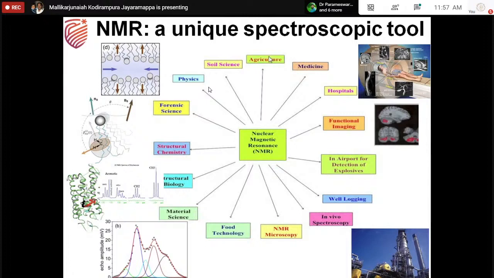In agriculture we are using it. In soil science we are using it. In physics, we can use nuclear magnetic resonance. In forensic science, and as I already mentioned, in structural chemistry and structural biology, like this kind of complex NMR spectrum, we can get it by recording the spectrum. By analyzing the spectrum, we can get the structure of a protein embedded within the system.